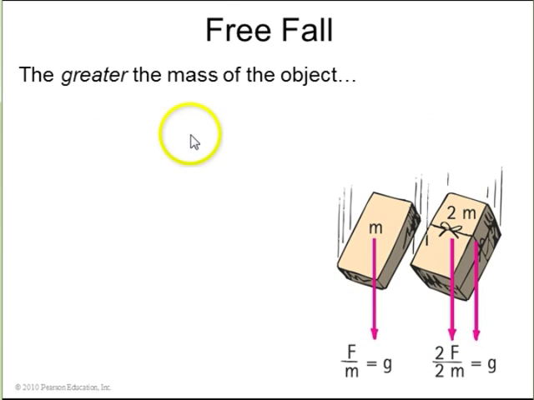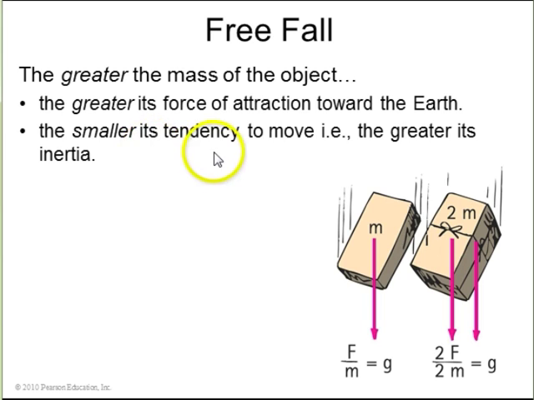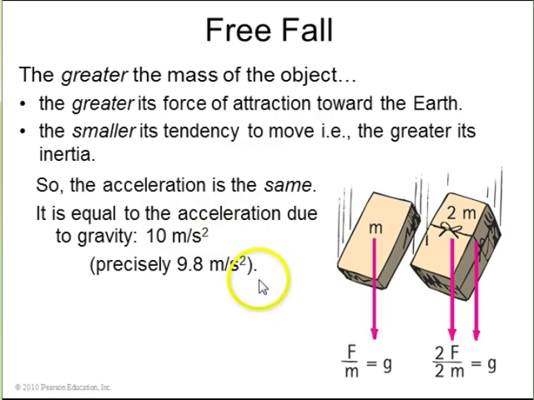Free fall. So, we know from before that the greater the mass of the object, the greater its force of attraction towards the Earth. That's the force of gravity. But also, smaller its tendency to move. The mass is inversely proportional to the acceleration. So, it turns out that these two effects cancel. Okay? So all objects of different masses have the same acceleration when they're in free fall. So here's a single mass.